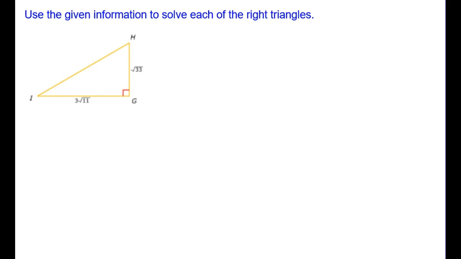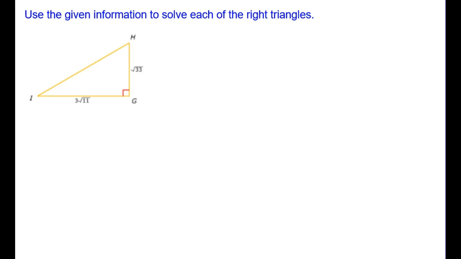Example 2, we're going to use the given information to solve this right triangle. This one's slightly different because rather than knowing one of the acute angles, we don't know either of those, but we know both legs. So the first thing we're going to do in this example is find the length of the hypotenuse using the Pythagorean theorem.